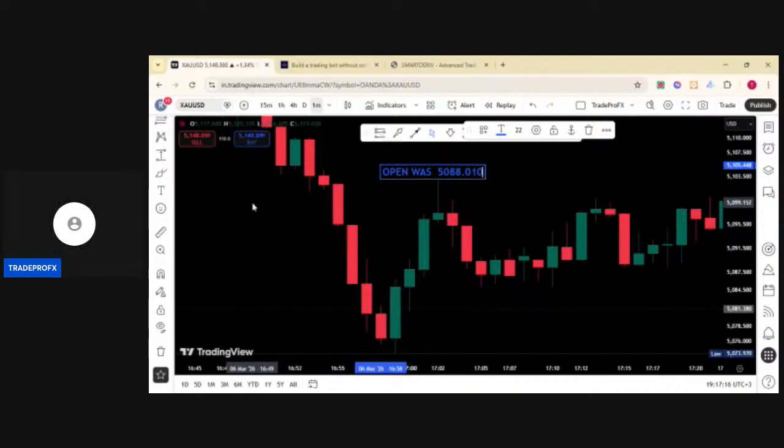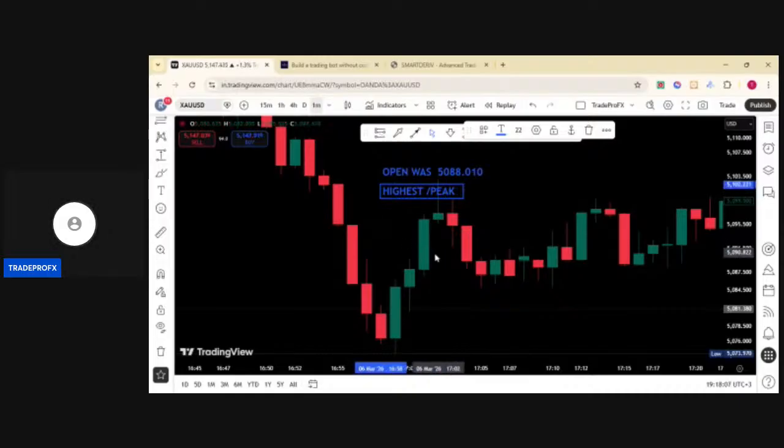Let's now get to the second one, which is the H, the highest point. We opened at this point here, 5088.010, and from there it went down. That is the low, which we will get later. But first, let's go to the highest point it went to, shown here. When I click here, we can see it went to 51.50. That is the highest point, or the peak. Let's call it the peak.